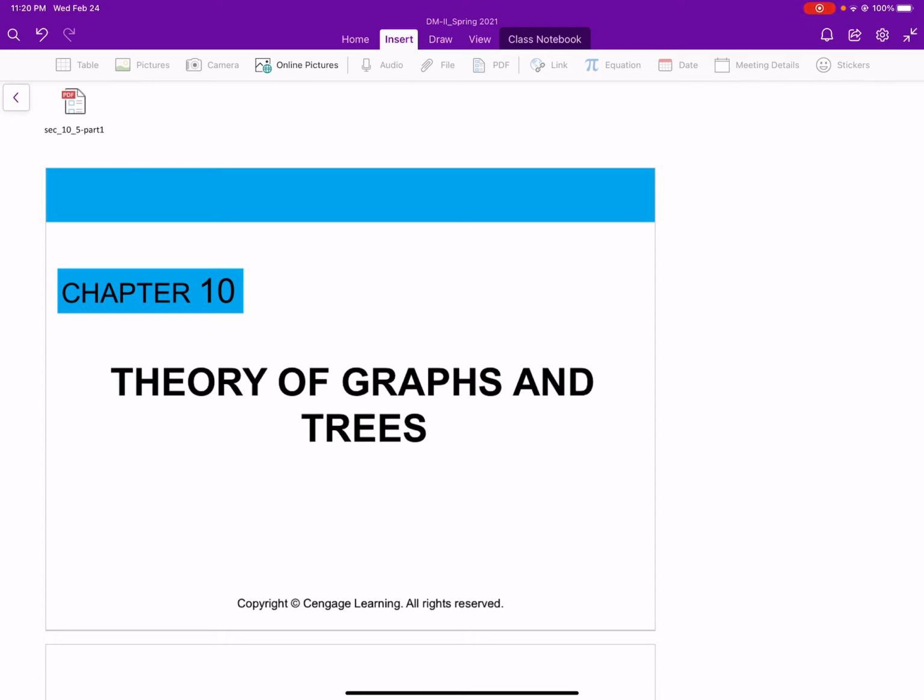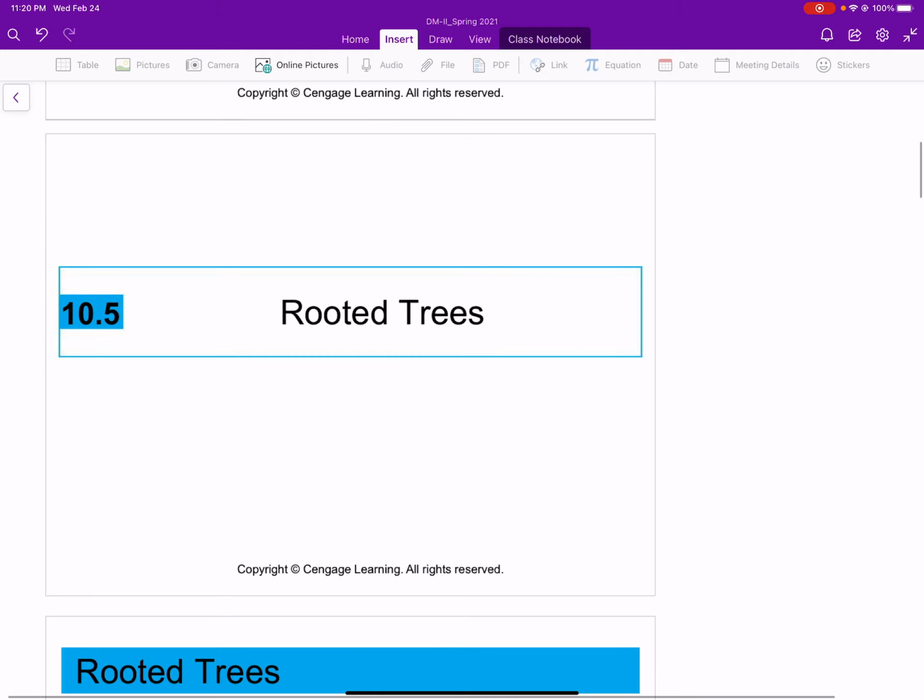Hello. Today we are going to move to the next section, 10.5. This section is rooted trees. Since this section is a little longer, I'm going to break it into two parts. Today I'm going to teach the first part, and the next day I'm going to teach the next part.